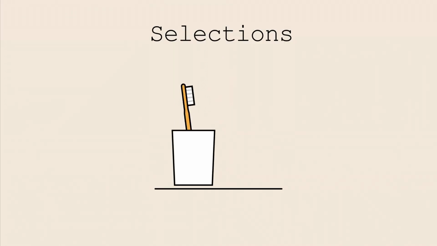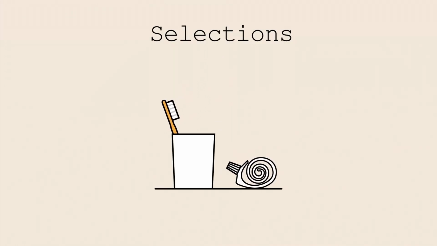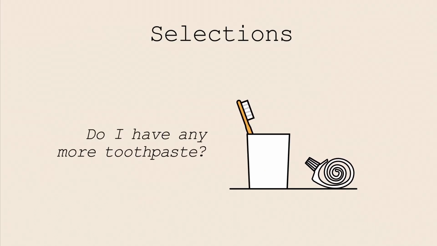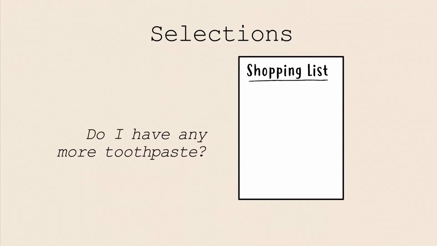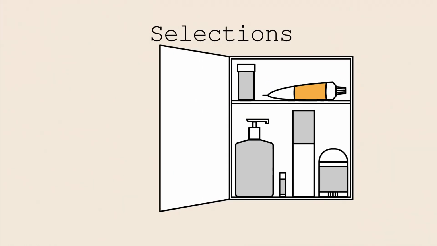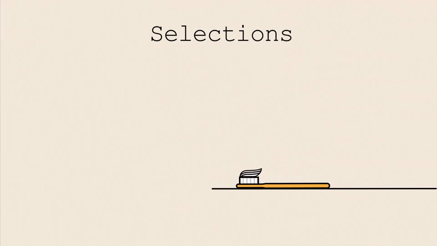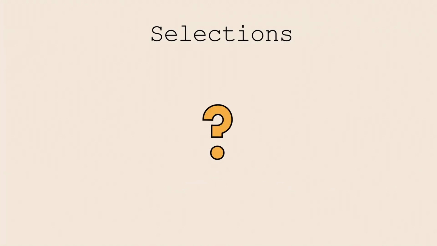Selections are a bit different. Instead of following a specific order of events, they ask a question in order to figure out which path to take next. Let's say you go to brush your teeth and you find that you're out of toothpaste. You'd then ask, do I have any more toothpaste? If the answer is no, then you would add it to your shopping list. But if the answer is yes, then you would just use the toothpaste. This is really all a selection is doing, answering a question based on what it finds.